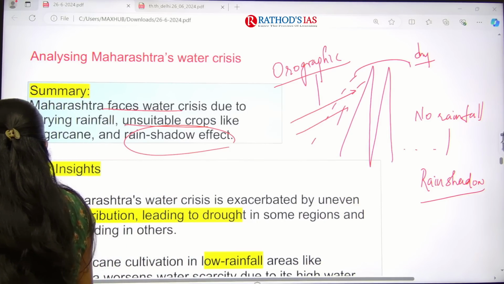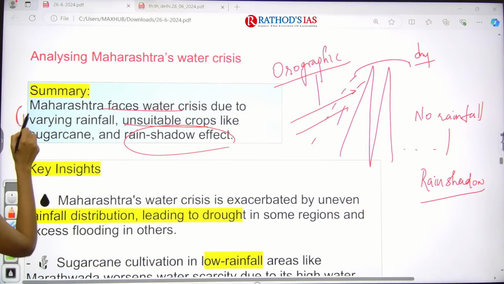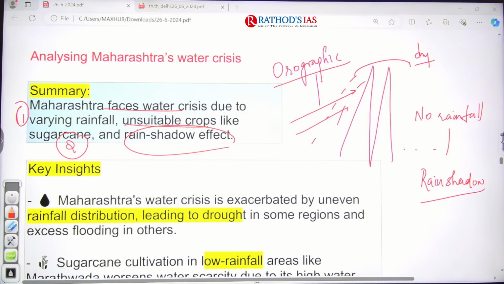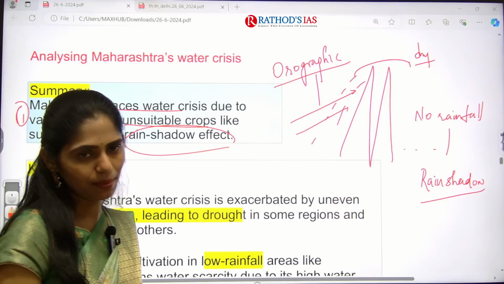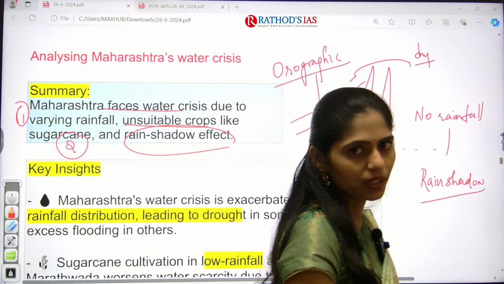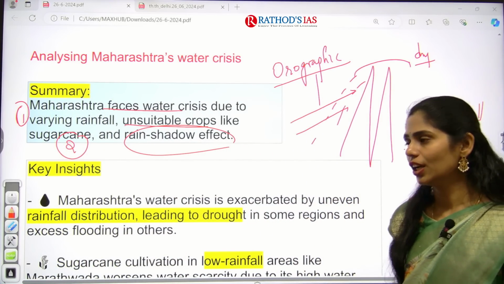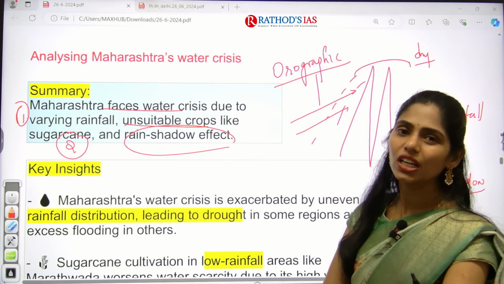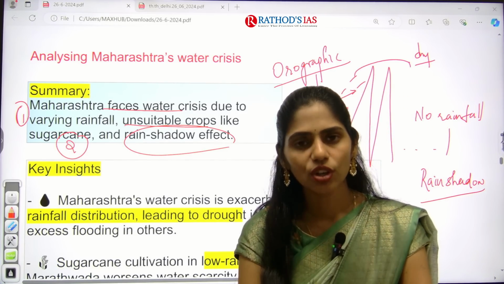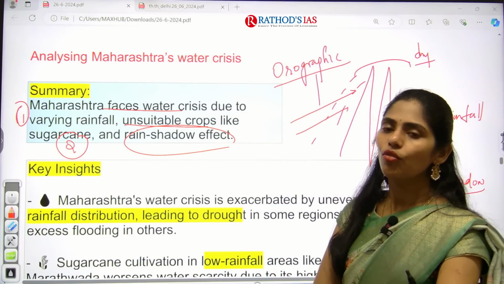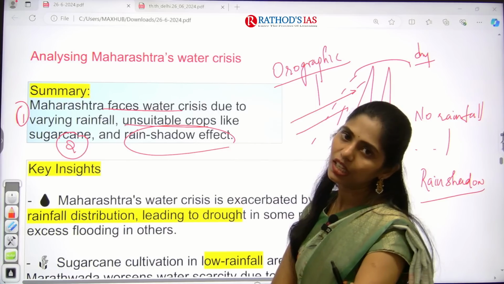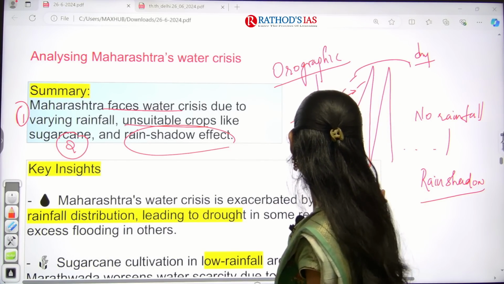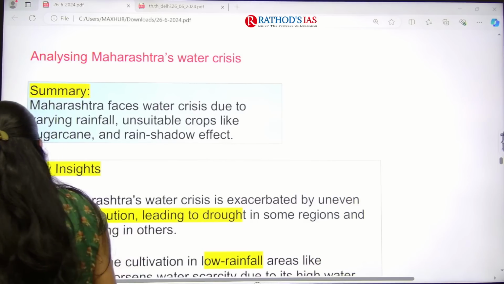So what are the three reasons now? First one is variation in rainfall. Second one is unsustainable crops, because sugarcane needs more water. It is an example of a water intensive crop. Sugarcane and rice are the two major examples of water intensive crops. Growing these water intensive crops in less water available areas will further lead to water crisis. So this is the second problem. And the third one, as I said, is the rain shadow effect.